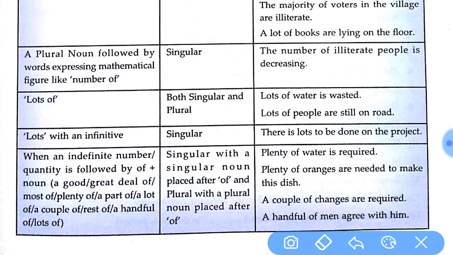Now, a plural noun followed by the words lots of takes both singular and plural verbs, according to the noun that is coming. For example, lots of water is, lots of people are, according to the subject. If the subject is singular, the verb is singular. If the subject is plural, then the verb is plural. For example, lots with an infinitive: there is lots to be done. In "to be", is the infinitive form. Therefore, it is used in the singular form, is.